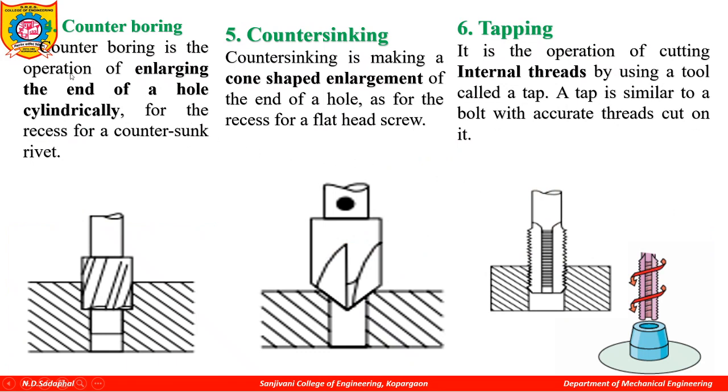Counter boring is the operation of enlarging the end of a hole cylindrically. Here only the end of the hole will be increased cylindrically. Now what is the difference between boring and counter boring? In boring, the diameter of the drilled hole will be increased throughout, and in the counter boring operation only the top side, for a limited size only, the diameter will be increased. So enlarging the end of a hole cylindrically means it is a counter boring operation.